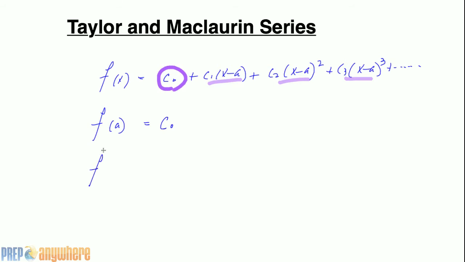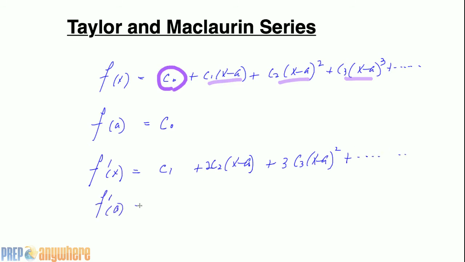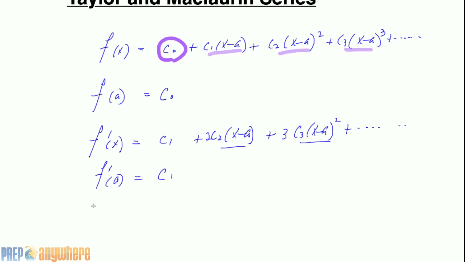Now let's differentiate this, and we get c1 plus c2 times 2 (x minus a), 3c3 (x minus a) squared, and so on. And let's plug in a there. And you see that every term will turn into 0 except for c1. Okay, except for c1.